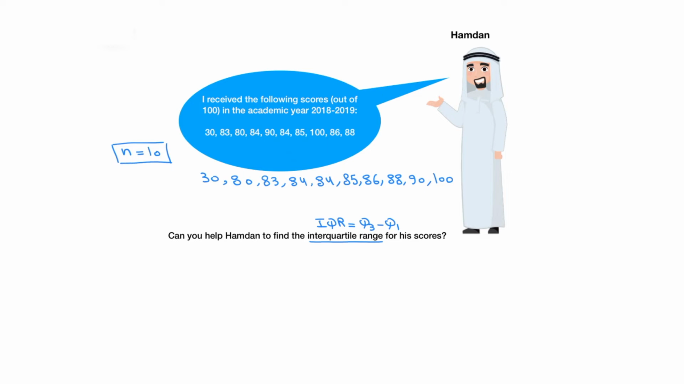Now, let's find Q1 first. So let's apply the formula. Now we need to replace each variable with its equivalent value. And as we know, for Q1, P is 25, and N here is 10. The answer is 2.75. So we need to split this number into 2 parts.